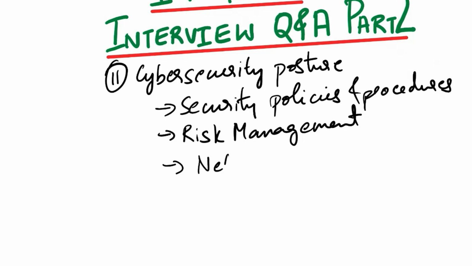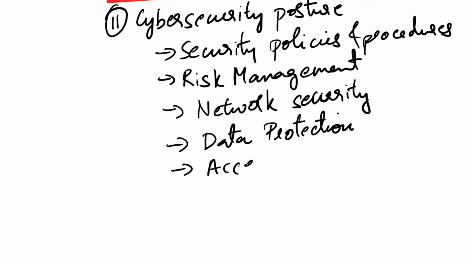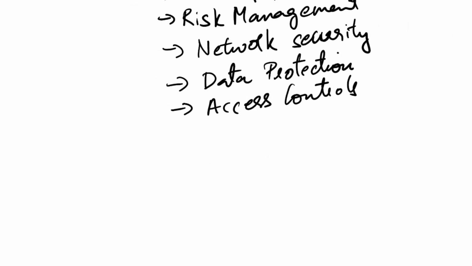Next, network security. Assess the organization's network architecture and security controls to prevent unauthorized access. This includes the examination of firewalls, intrusion detection or prevention systems, and network segmentation. Next, data protection. Examine how the organization classifies, stores, and transmits sensitive data. Verify the implementation of encryption mechanisms to protect data both in transit and at rest. Next, access controls. Evaluate the management of user access rights, ensuring that the principle of least privilege is maintained. Review processes for user authentication, authorization, and periodic access reviews.